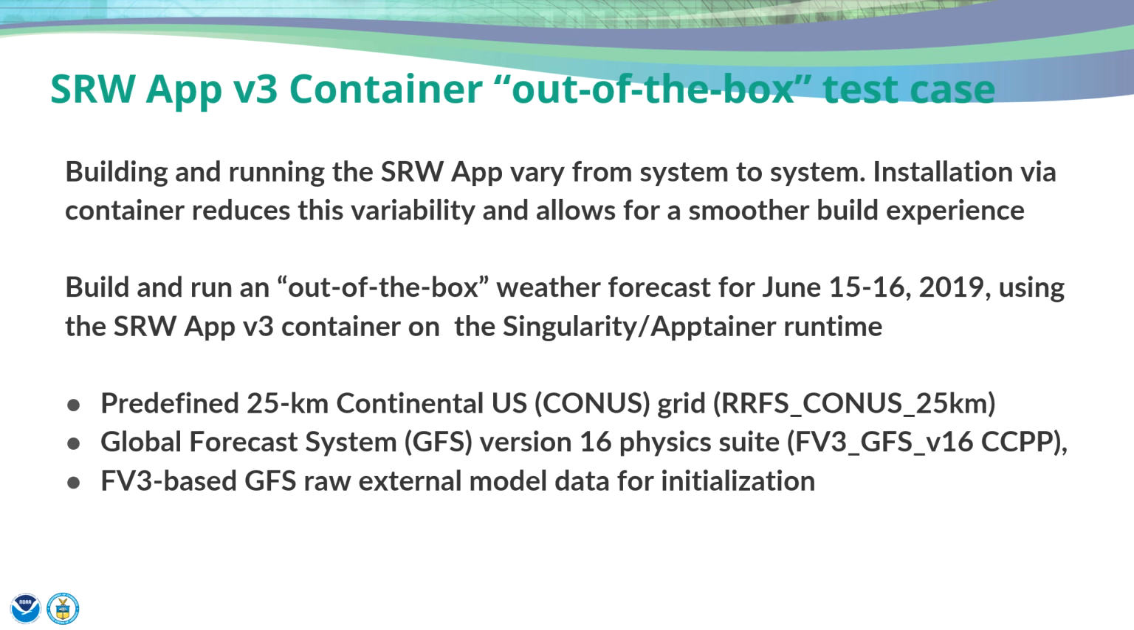In this tutorial, we are going to build and run an out-of-the-box weather forecast for June 15 to 16, 2019, using a pre-built SRW application version 3 container on a Singularity or Apptainer runtime. For this simulation, the configuration used is a predefined 25 km continental US grid and the Global Forecast System version 16 physics suite, with FV3-based GFS raw external model data for initialization. This is an out-of-the-box case, and therefore the configurations are made simple and are already provided.